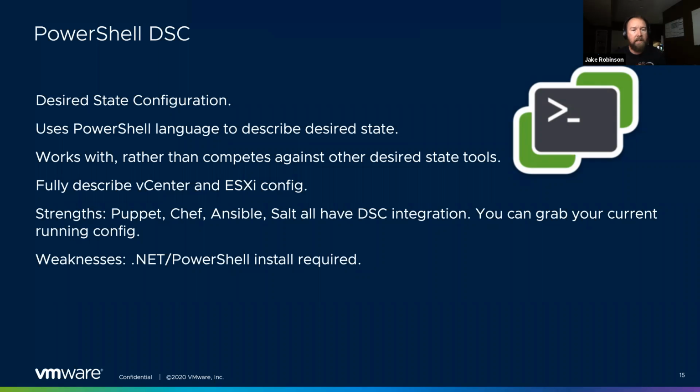Weakness-wise, .NET and PowerShell installation are required anywhere that you want to run it. Again, using it for infrastructure configuration management, the platform level, the vSphere level, you're going to have some sort of proxy since the DSC resources talk to the APIs. In terms of Windows virtual machine configuration management, PowerShell is automatically installed there. It's fairly easy to get going there. And then Linux machines, I know they're still working on Linux desired state configuration, but you will have to have .NET and PowerShell installed there as well.